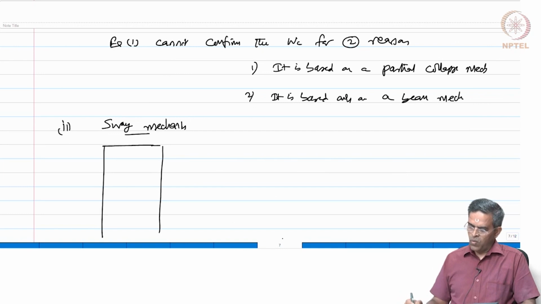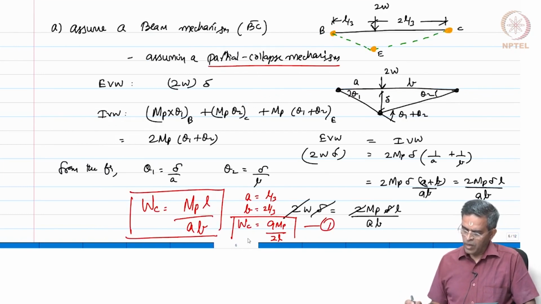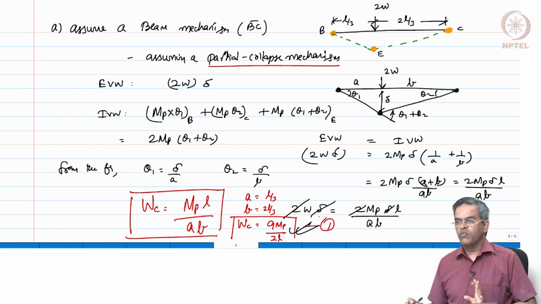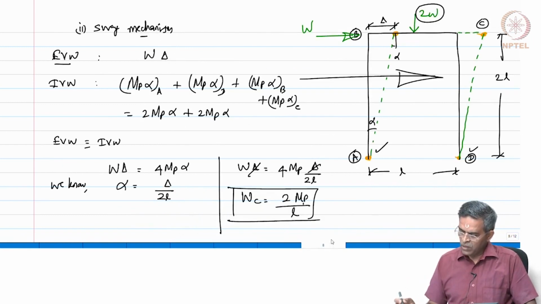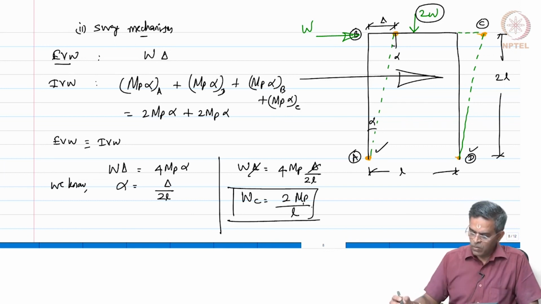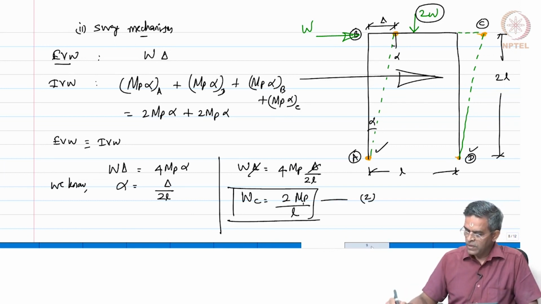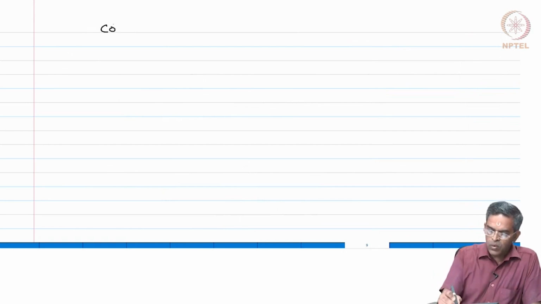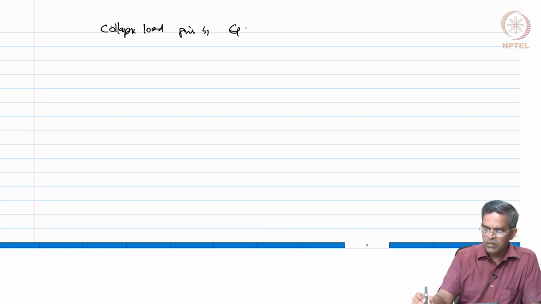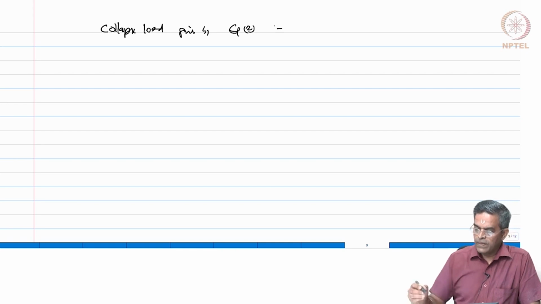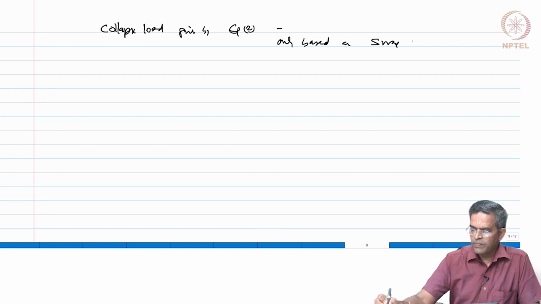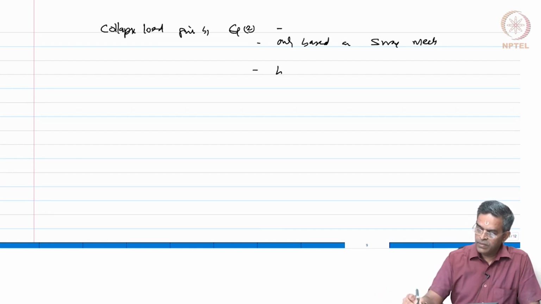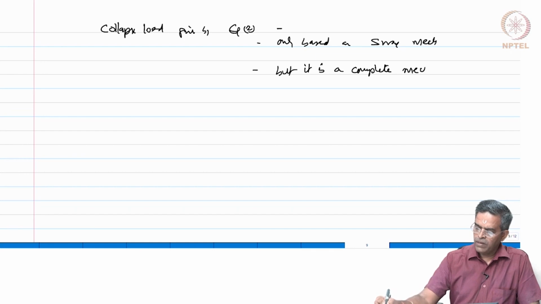So, friends, one value gives me collapse load as 9 Mp by 2L, which is about 4.5 Mp by L. The other one gives me 2 Mp by L. So, now the collapse load given by the second equation is again only based on the sway mechanism, but it is a complete mechanism because there are 4 hinges.